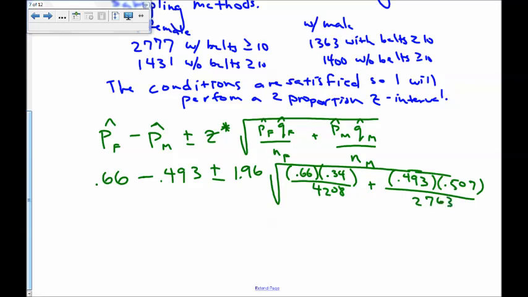So if you calculate that, it turns out it simplifies to be 0.167 plus or minus 0.024. Kind of make that a little clearer. And so what we get is between 14.3% and 19.1%.